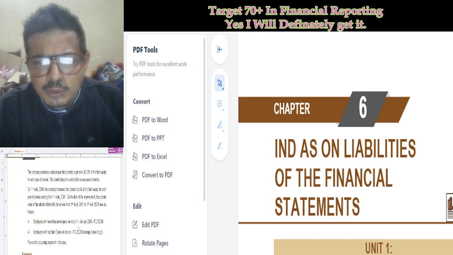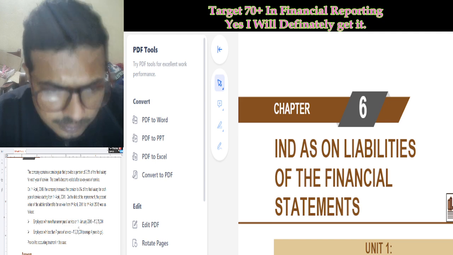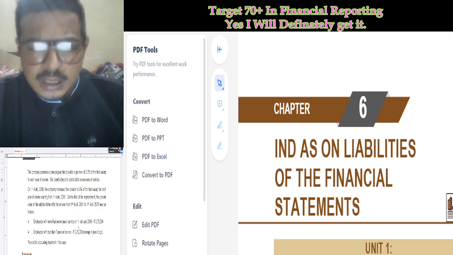On the date of improvement, the present value of the additional benefit for the service from April 1st 20X1 to April 1st 20X8 was as follows. Employees with more than 7 years of service on 1st January 20X8: 2,75,000. Employees with less than 7 years of service: 2,21,000, average 4 years to go. Provide the accounting treatment in these cases.